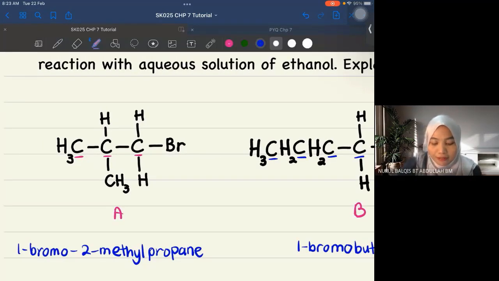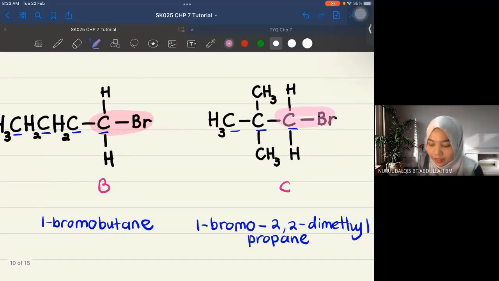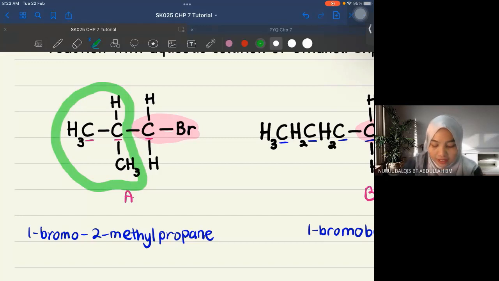The carbon bearing the Br now, what is the class of alkyl halide? Untuk compound A. Ada berapa carbon attached to dia? 1. Satu, tetapi awak tengok size of the alkyl halide here. Okay. Right, so kita tengok dekat sini, our branch, our alkyl group attached to it got 3 carbons. Okay, this is the first hint.